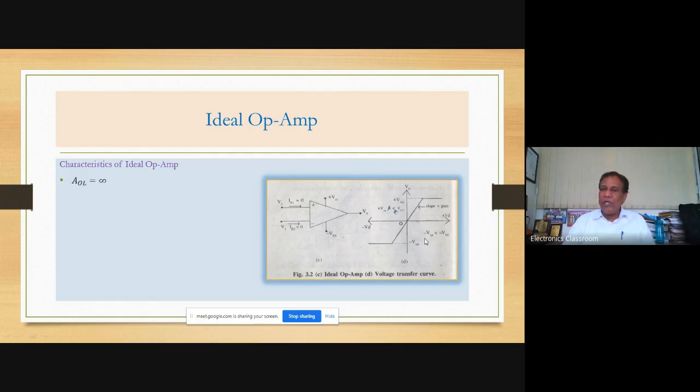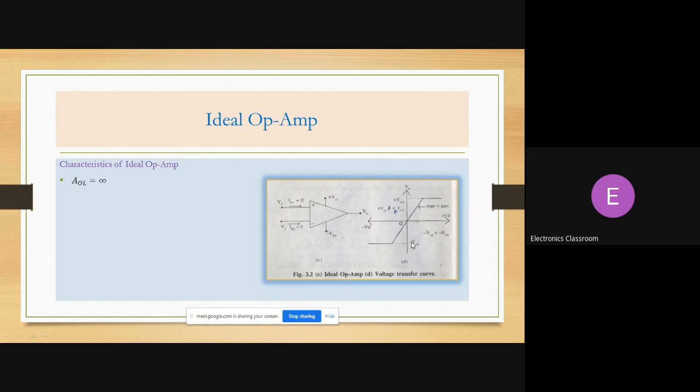When V1 minus V2 is greater than zero, there will be some positive voltage along the positive axis. As V1 minus V2 keeps increasing, the output remains constant in the positive direction, and when V1 minus V2 is negative, the output remains constant in the negative direction, as far as the ideal operational amplifier is concerned. But the practical operational amplifier does not have this characteristic.